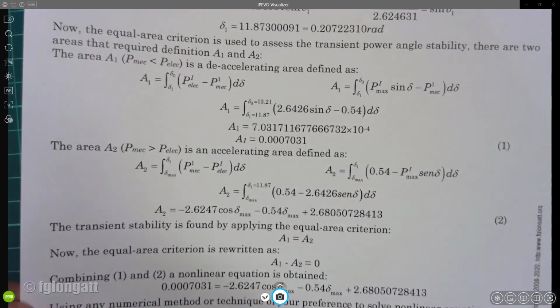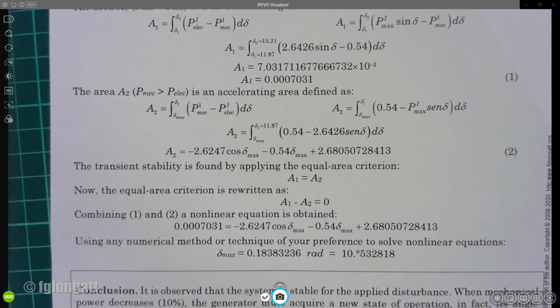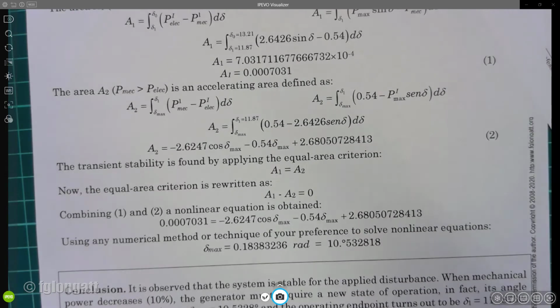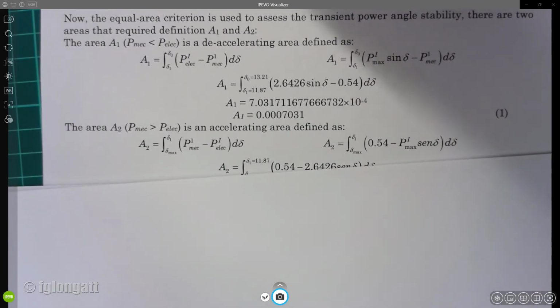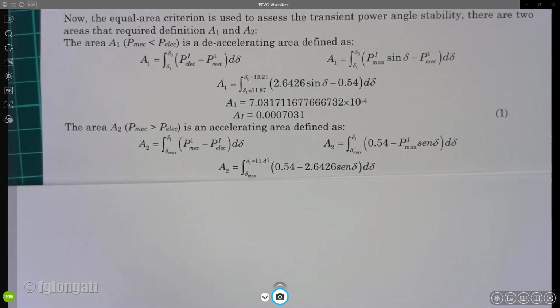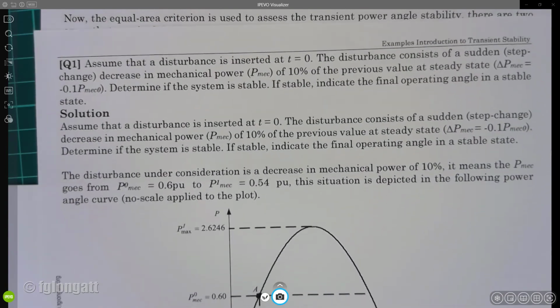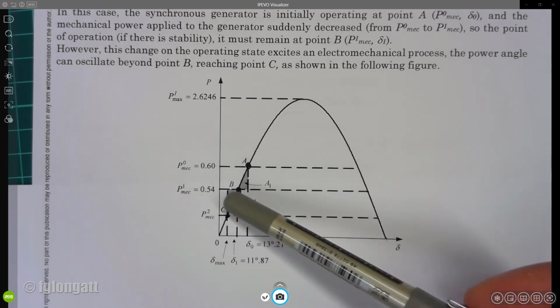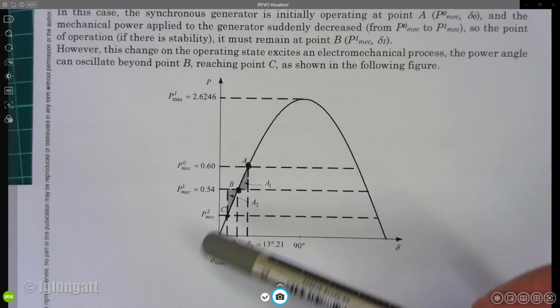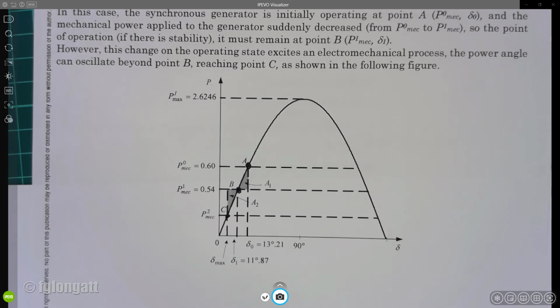What is the next step? The next step is the classical problem that we need to solve here. We need to apply the equal area criteria, in order to identify this oscillating point. We want to know what delta max is, and to do so is very simple.